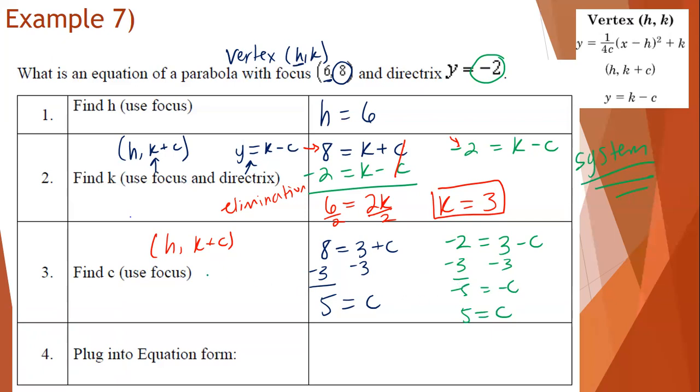So again, does it matter which one you use? No, either one. I just typically use the focus because my c is already positive and I don't have to divide. Does that make sense? Or remember to change the sign. So now we have our c.